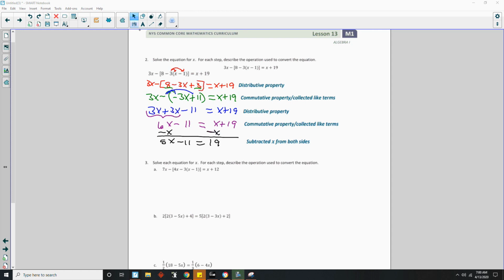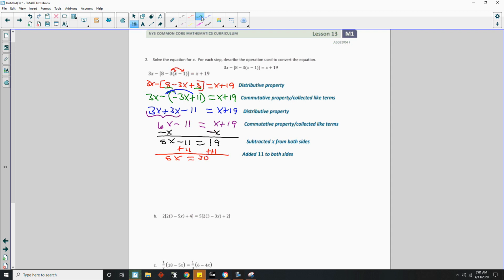Okay, so we subtracted x from both sides, or I could say it's the subtraction property of equality. The next thing I'm going to do is add 11 to both sides. We want to get that variable isolated. So I'm going to add 11 and add 11. That is going to give me 5x, the 11's cancel, equals 19 plus 11 is 30. So that is add 11 to both sides, or we could say the addition property of equality.